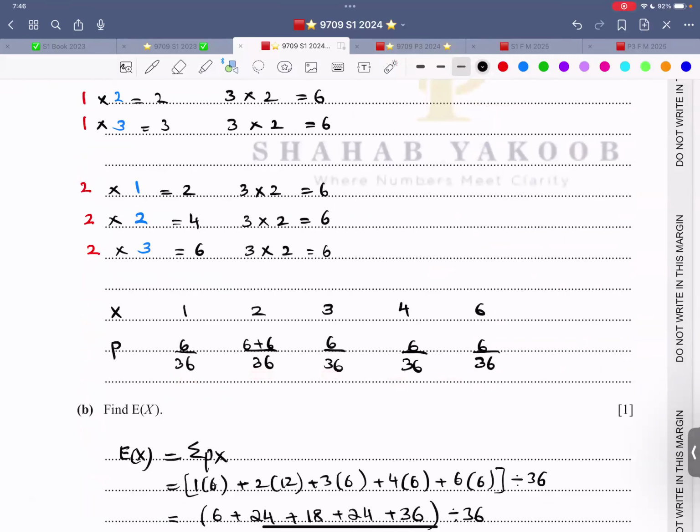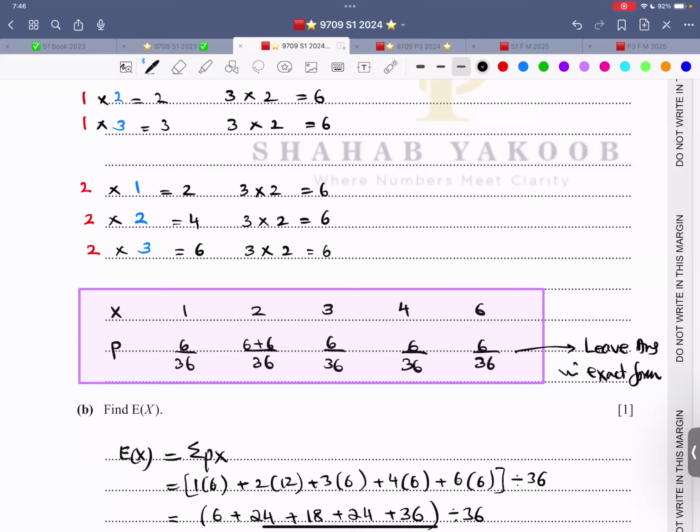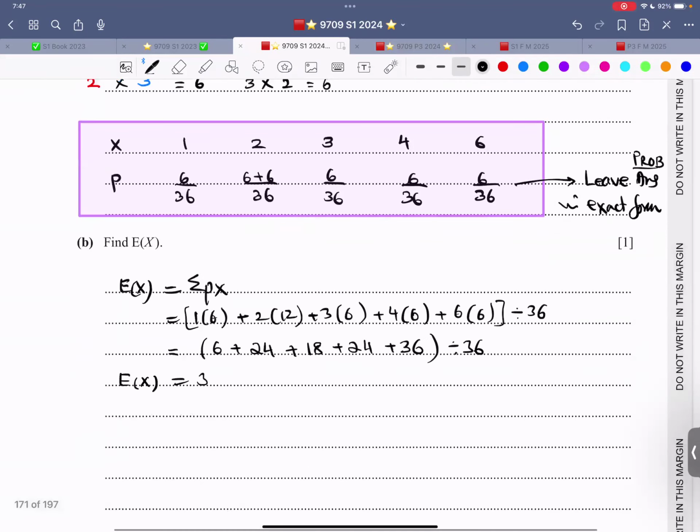Now, someone asked this question today on WhatsApp. That is, should we leave the answer in the exact form when we are filling this table? That is exactly what I've taught you over the months. So now over here, when we are making this table, leave answer in exact form. This answer over here is basically the probability that you have achieved. So leave that thing in the exact form. That's all about it. And then they're asking for expectation of X, that is sigma px.